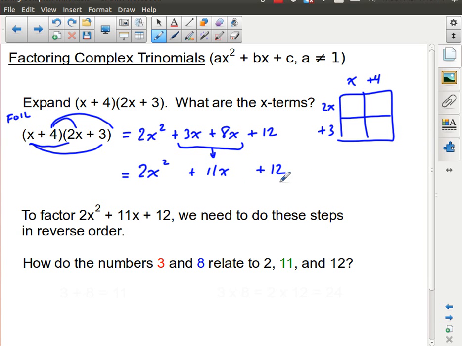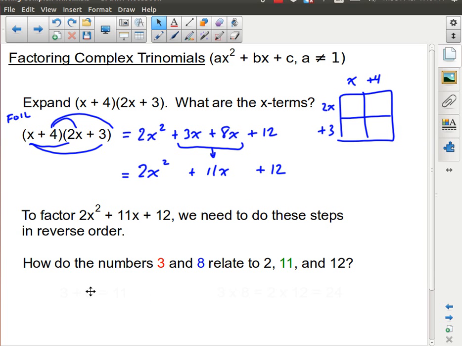In order to reverse this, if I want to now go from here back to factored form, I'm going to need to take note of a couple of things, and you can see I've mentioned them down here. I'm trying to highlight them. We've got the numbers 3 and 8, which were these two middle terms. How do these numbers 3 and 8 relate to the different numbers in the final form, in standard form, 2, 11, and 12? And there's two relationships here that I want you to see.